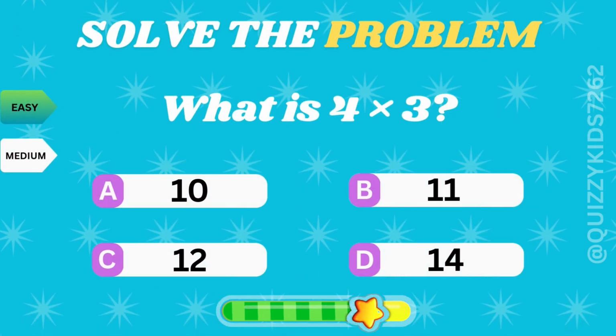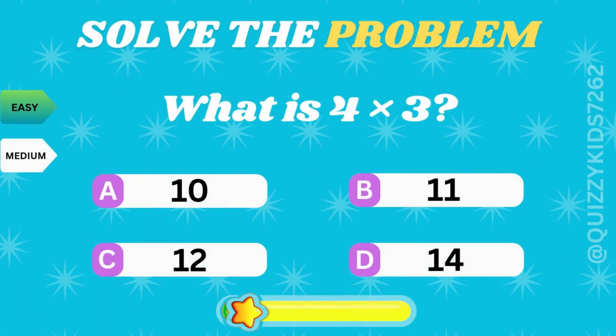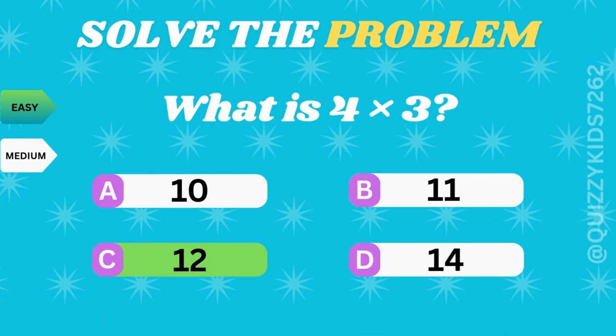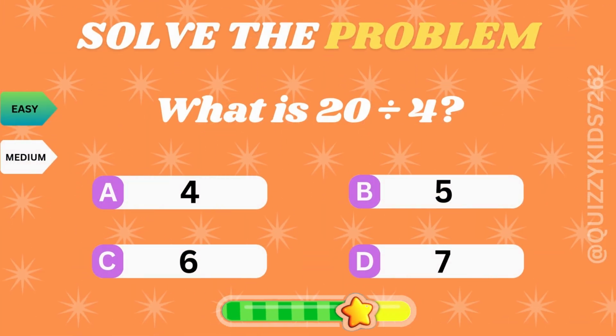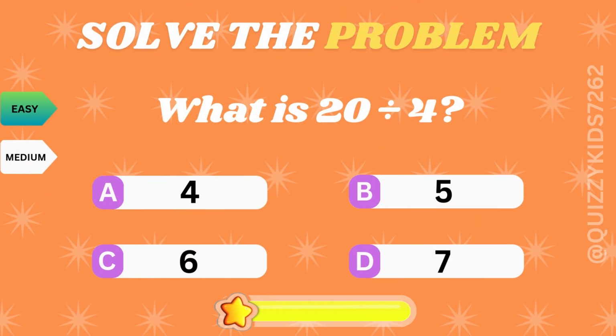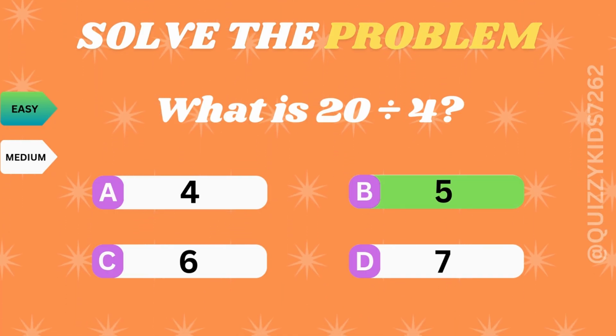4 multiplied by 3. 12 is the true answer. 20 divided by 4. 5 is the right answer.